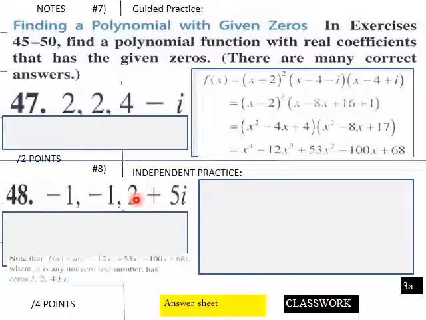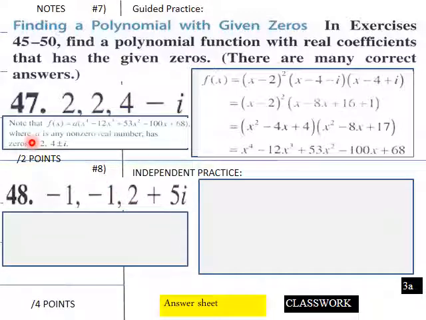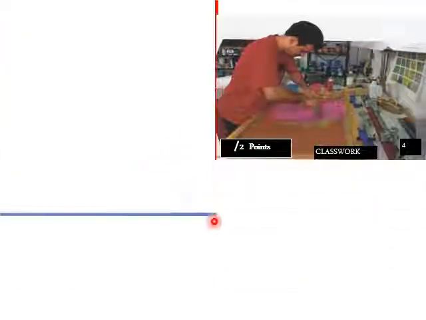And then down here, wait a minute, we're not done yet. Note that f of x equals a times this expression, where a is any non-zero real number, has zeros 2, 2, and 4 plus or minus i. So when you have a minus here, you know you have a 4 plus i as well. That's really the gist of this problem. Here, well, that's up to you. Let's move on to the next one here.